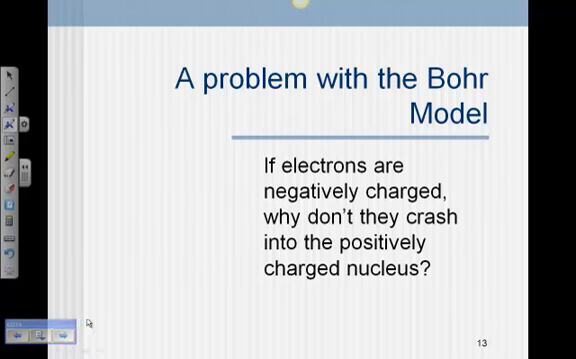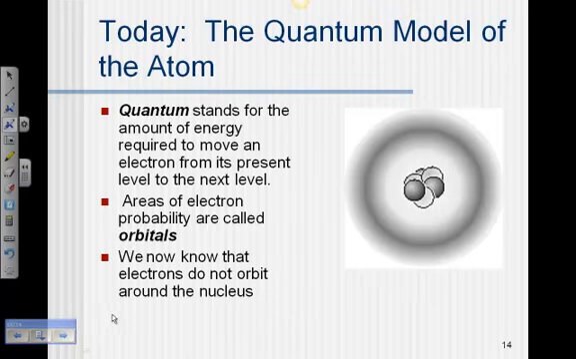But once again, as with most models, they're never perfect, and new questions arise as a result of previous experiments. So these electrons, if they're negatively charged, and the protons are positive, and last time I checked, electrons are attracted to protons. Opposites attract. So why don't these electrons go crashing into the nucleus? And this brings us to the quantum model.